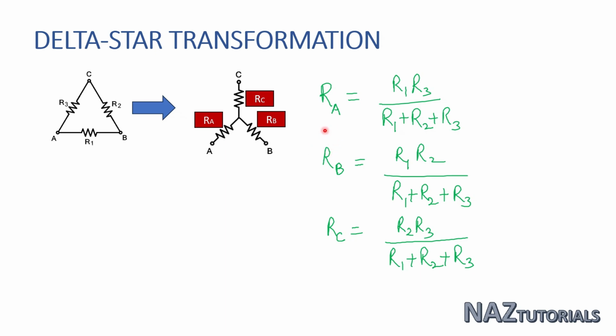And the formulas for delta to star transformation: for the value of RA, if you connect a star resistance RA, it will be R1 R3 divided by the total resistance. And let's see the value of RB. RB is defined by R1 R2 divided by the total resistance. If you see the value of RC, that is R2 R3 divided by the total resistance. So these are the formulas for delta to star transformation, which will be derived in the coming slide.